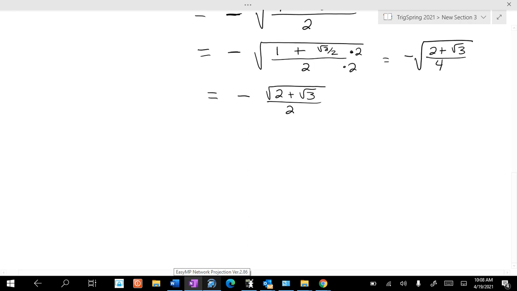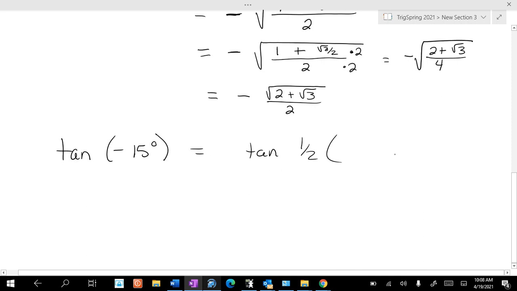Let's do a tangent one. Let's say we have the tangent of negative 15 degrees. Well, that's the tangent of 1/2 of what? Half of what is negative 15? Negative 30. So, what formula do I use? I like the last one, which is 1 plus the cosine of negative 30 over the sine of negative 30. 1 minus.